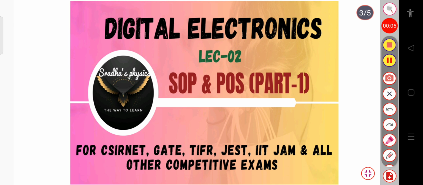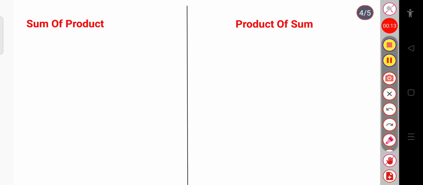Today we will learn about sum of product, that is SOP, and product of sum, that is POS. So now we will see what is sum of product, that is simply SOP. Here I am writing this is SOP, and product of sum means this is POS.